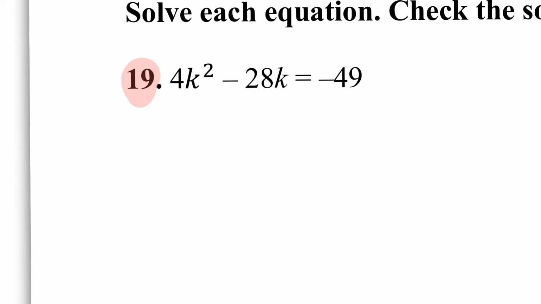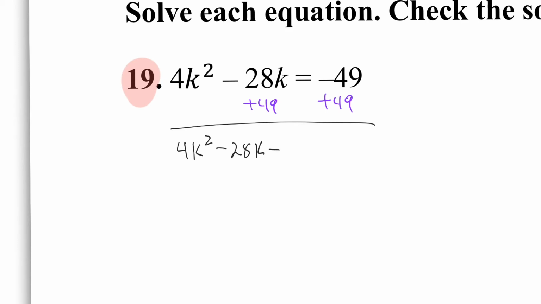So I am going to add 49 to both sides. That's going to give me a 0 on the right side, and that's what we want. We want a 0 on one of the sides of the equation. So I'm going to bring down the 4k squared. I'm going to bring down the minus 28k, the plus 49, and this cancels, so you put a 0 because negative 49 plus 49 is 0.